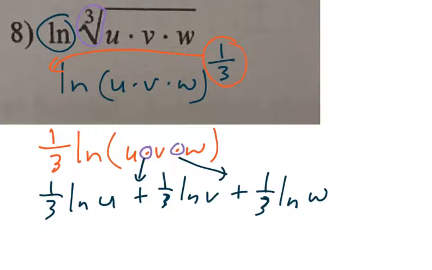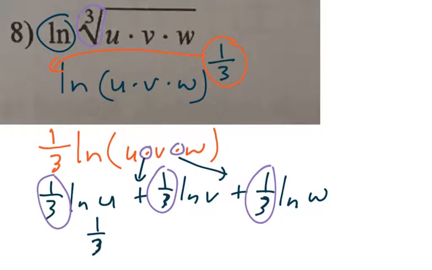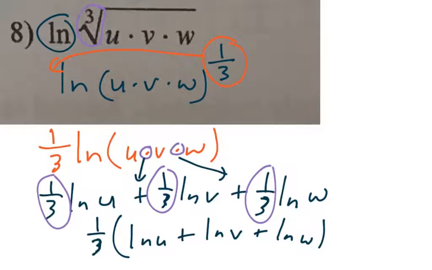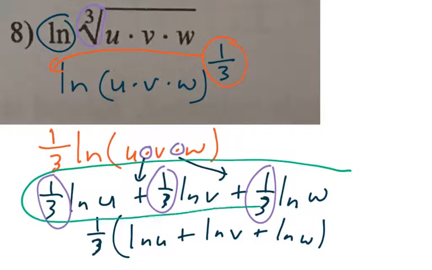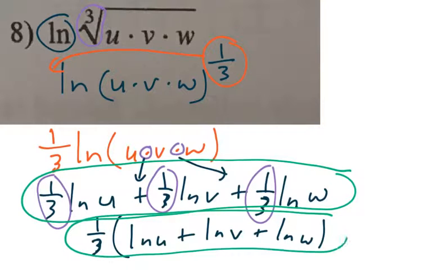The only other thing I can do with this one, guys, is since they all are 1/3, I could factor out a 1/3, right? And say 1/3 parentheses natural log u plus natural log v plus natural log w. The bottom line is you need to talk to your teacher. Some teachers prefer certain formats. Each of these guys is exactly the same answer. One has distributive property, the other one has it factored.